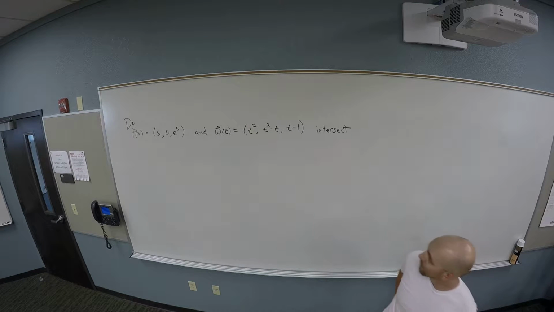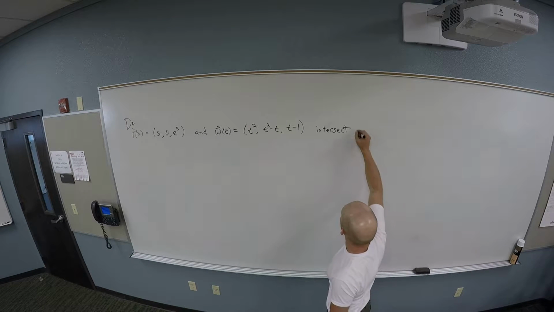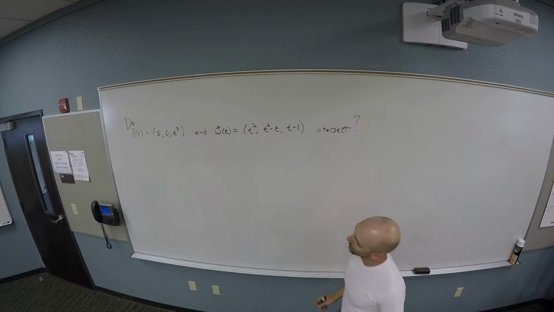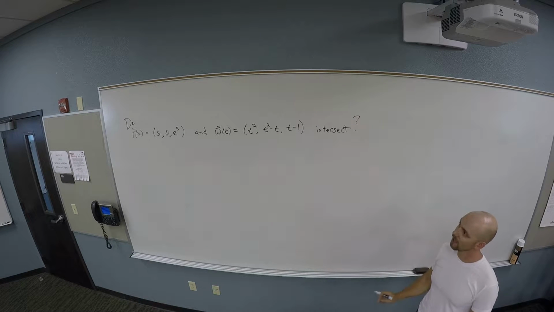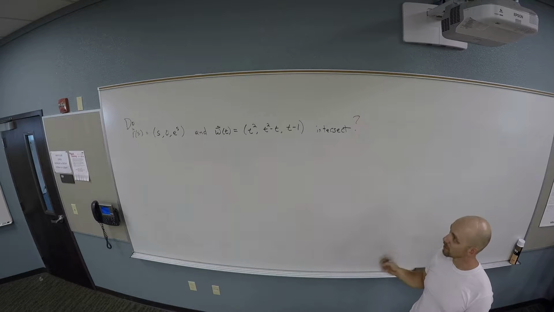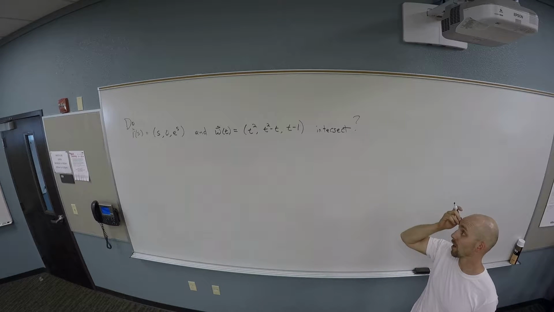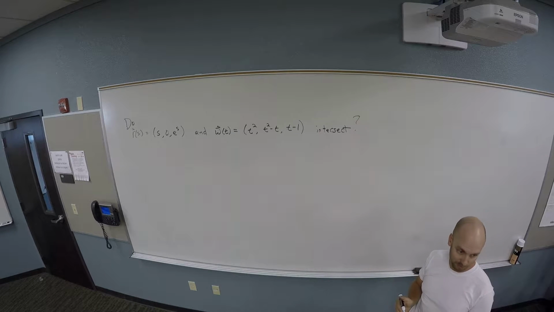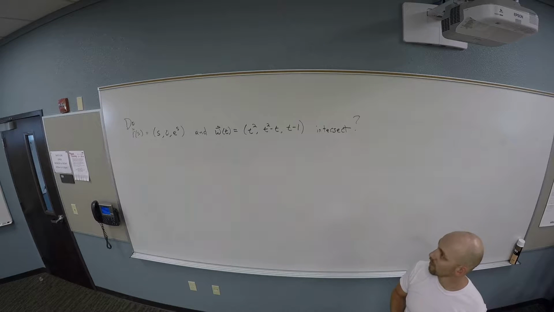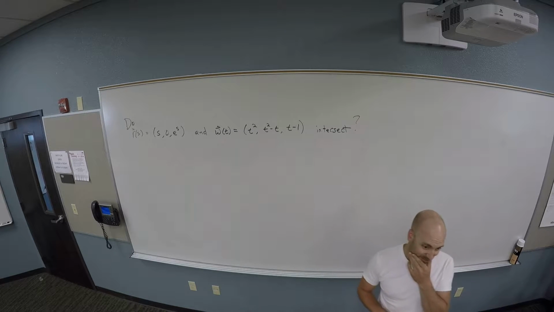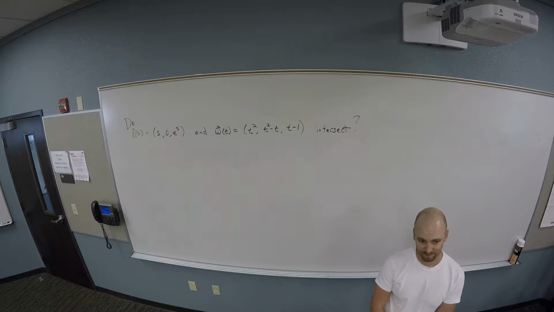All right. So I would like to know, do the curves r of s, which is s, zero, and e to the s, and w of t, which is t squared, t squared minus t, t minus 1, intersect? So how do I figure that information out? I'm not allowed to say. Yeah, and Donald's not allowed to tell us.